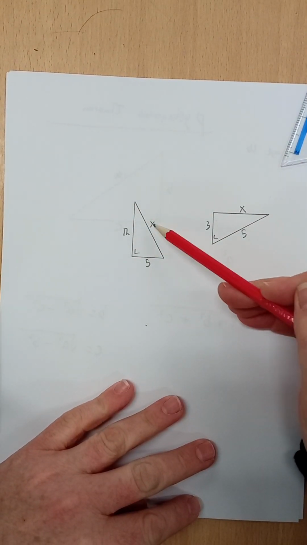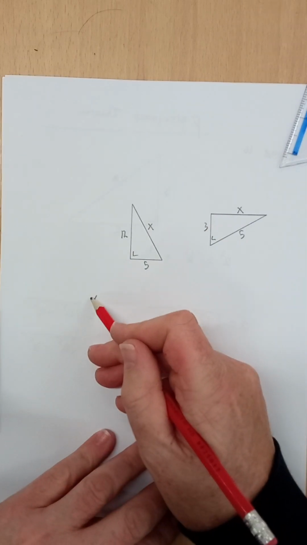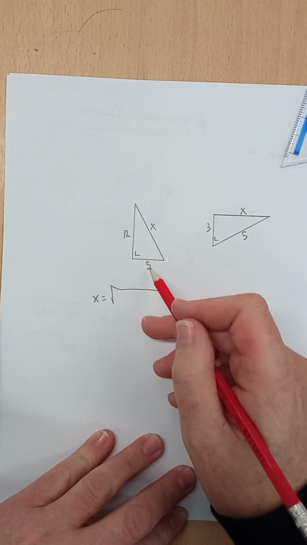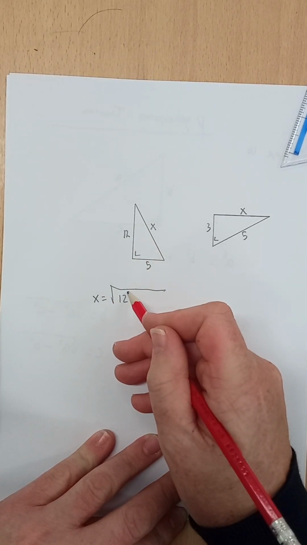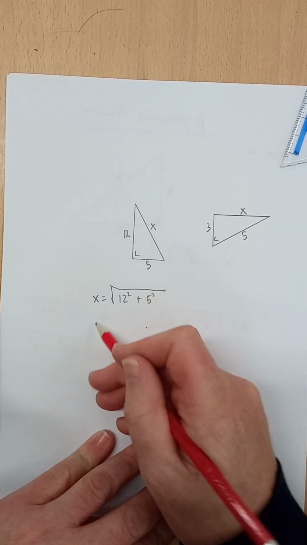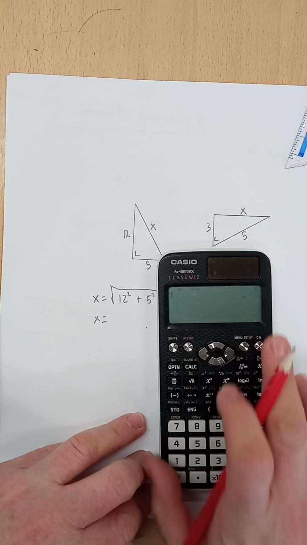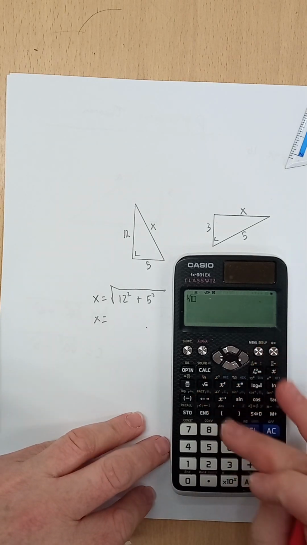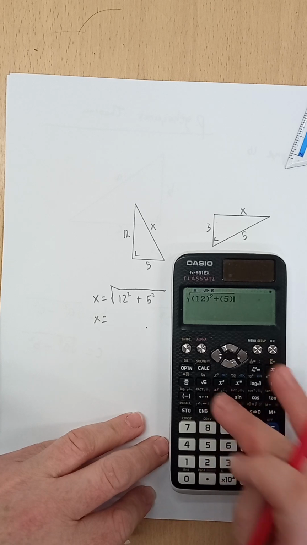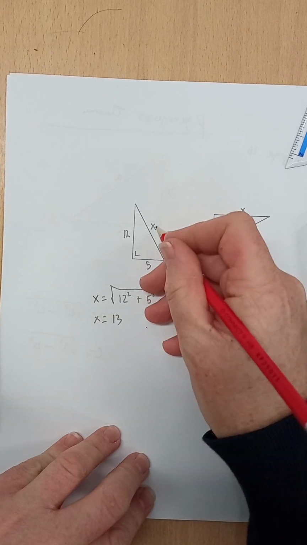Well, in this case, I'm missing the longest side. So according to my rule, the longest side would be equal to the square root of the sum of the squares of the other two sides. The sum, and that's important. The sum of them, add them. In this case, use your calculator, the square root, and you're no problem using brackets as well, 12 squared plus 5 squared, 13. So the longest side there is 13.